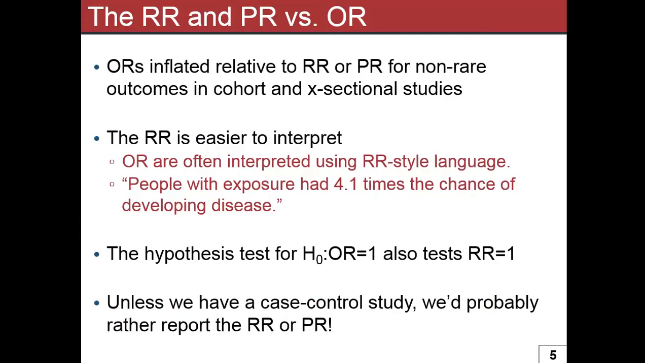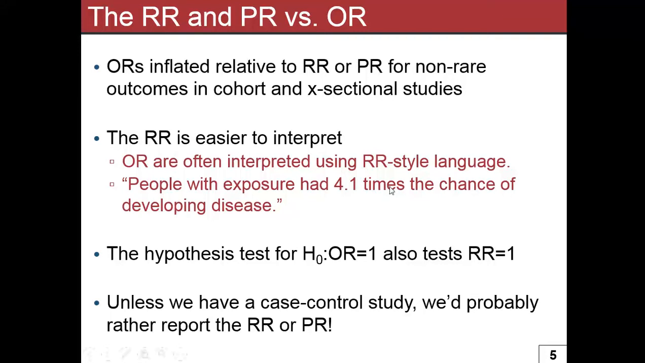Again, we care more about the risk ratio. It's easier to interpret. The language we use for the odds ratio is basically lifted from the risk ratio. We say things like people that were exposed had 4.1 times the chance of developing disease. When we talk about odds ratios, we really wish we were talking about risk ratios, and our language reflects that. We say it's this much times the risk, but it's actually the odds. The ratio of the odds is this much times that ratio of the odds, and that's really wordy, so we don't even say it usually. We often say the risk ratio words.